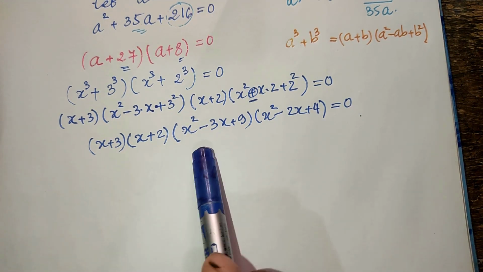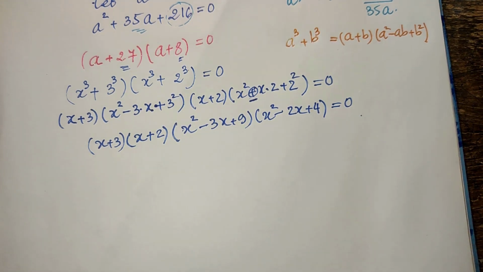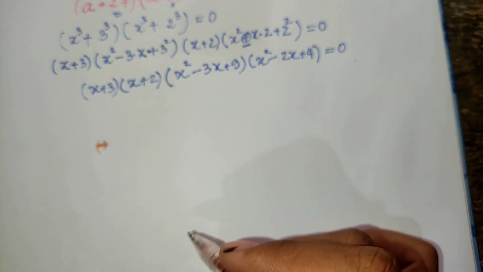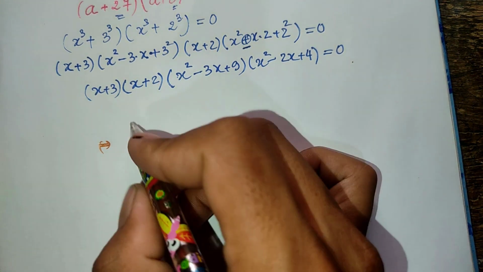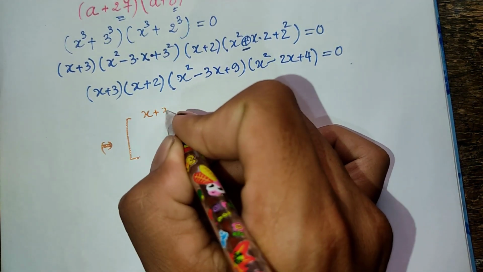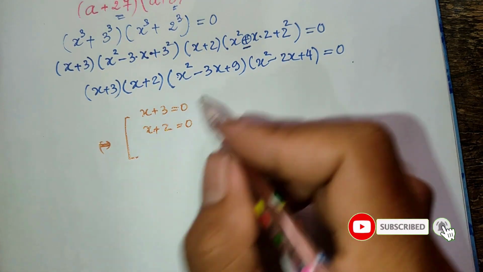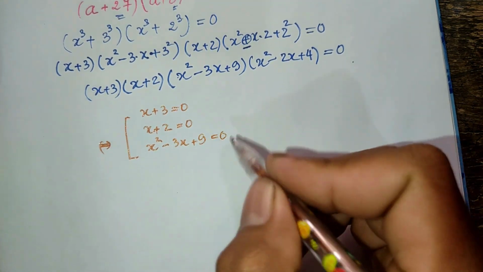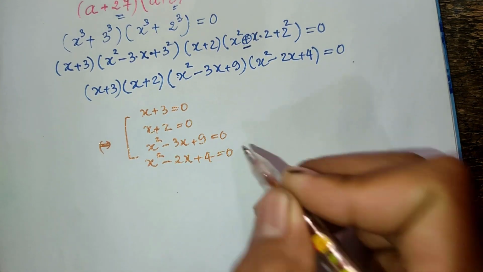Now we have four factors. If the product of the factors is 0, then each factor equals 0. So we get h plus 3 equals 0, h plus 2 equals 0, h squared minus 3h plus 9 equals 0, and h squared minus 2h plus 4 equals 0.